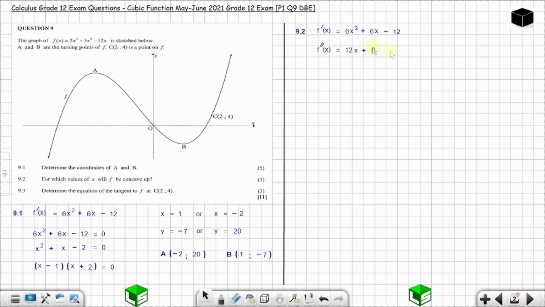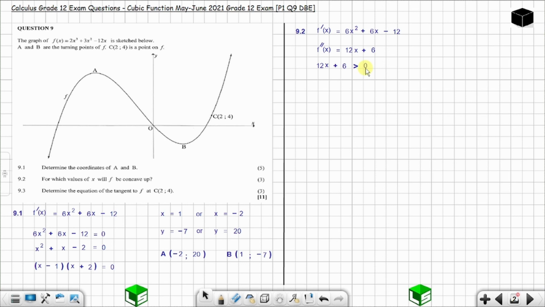The second derivative is used to find the concavity of a graph. Okay, so we are going to say 12x plus 6 greater than 0 because you want to find where the graph is concave up. If you were interested in where the graph is concave down, you would say less than 0. But you are interested in where the graph is concave up. This is why you have greater than 0.